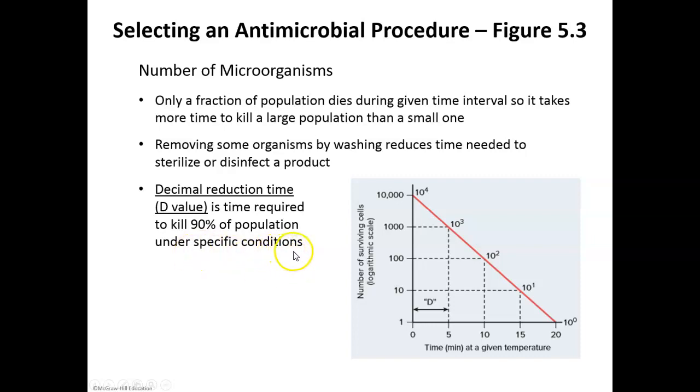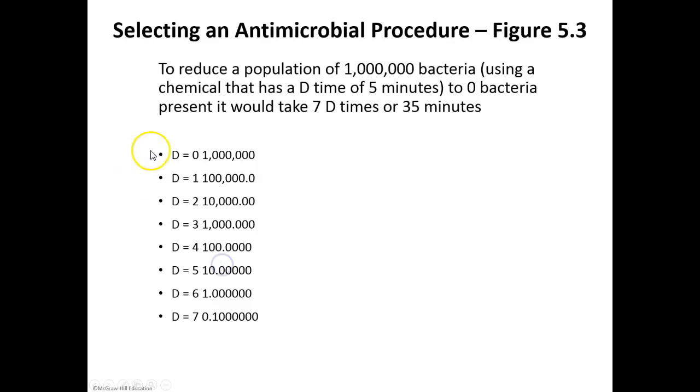So the conditions would be, what's the temperature? Is there oxygen available? Is there no oxygen available? So those are the types of conditions we're looking at. So to reduce a population of 1 million bacterial cells using a D time of 5 minutes, that means that every 5 minutes, we're reducing the population by 90%. And the goal is to get less than 1 cell remaining. It would take 7 D times.